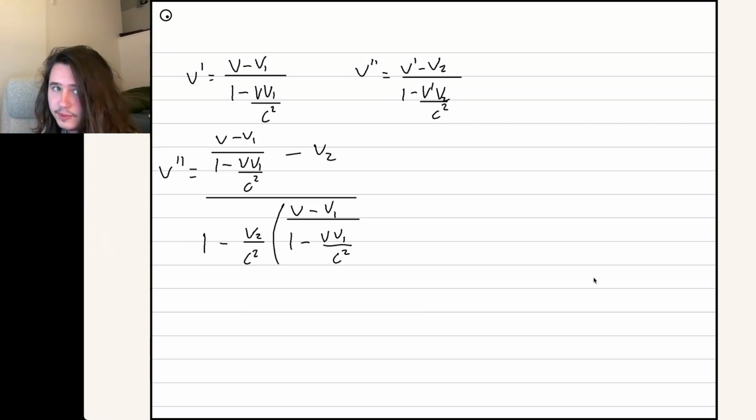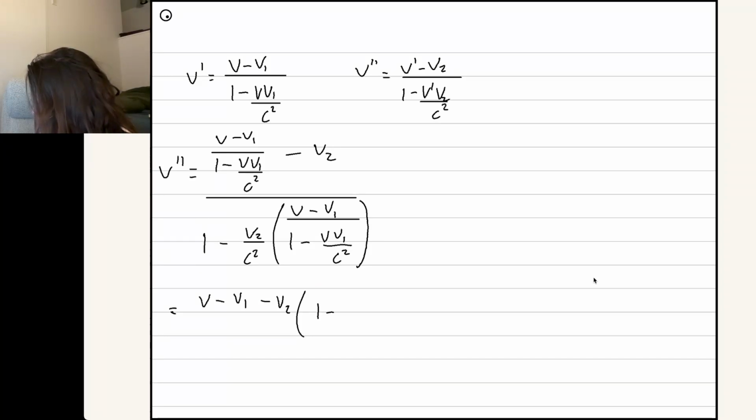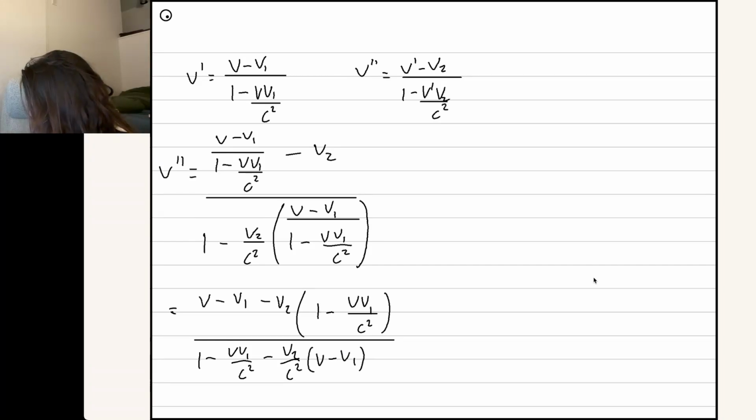Obviously, there's a way to simplify this. So let's do that. We're going to multiply everything top and bottom by this 1 minus v1 v over c squared thing, which means up top we'll just have v minus v1 minus v2 times this stuff, which is 1 minus v1 v over c squared. And then on the bottom we'll have 1 times this junk, so it's 1 minus v1 v over c squared, and then v2 over c squared just times v minus v1. We've already made a lot of progress in simplifying this.